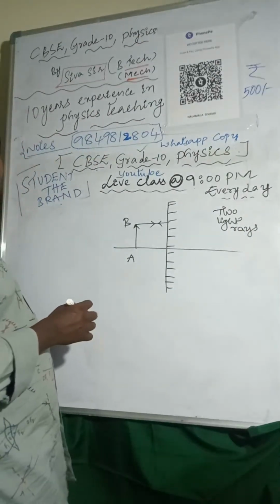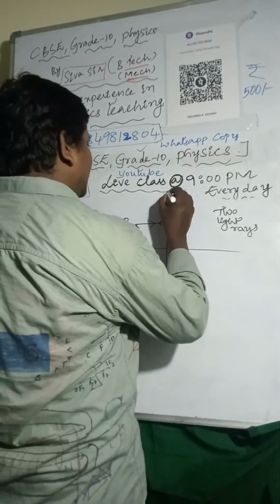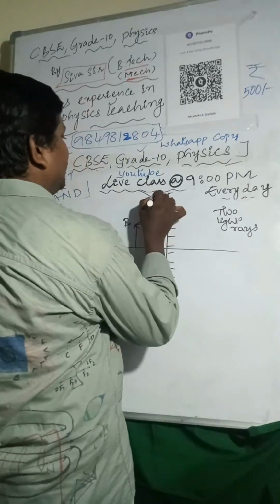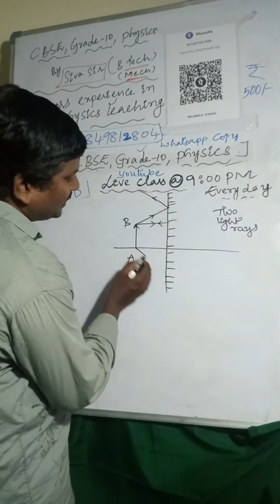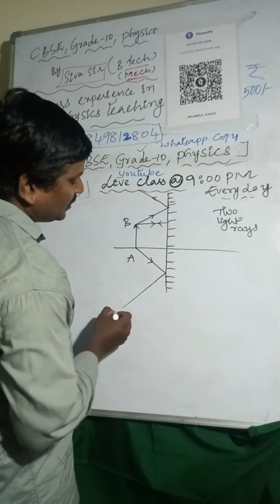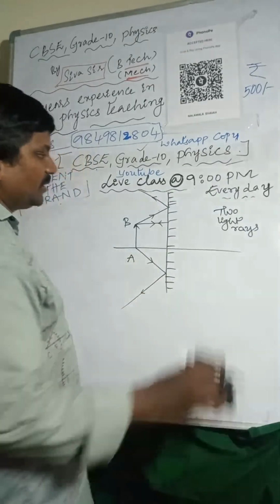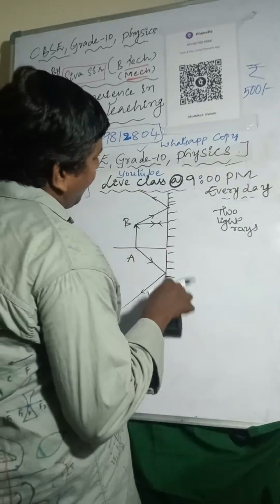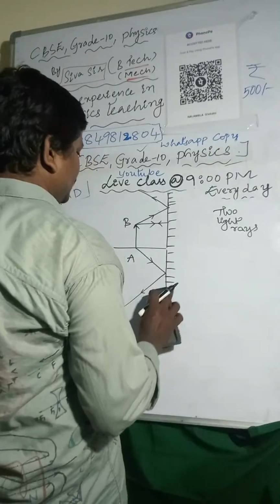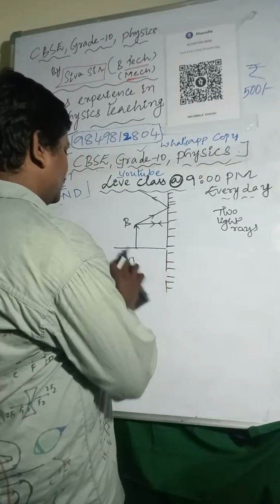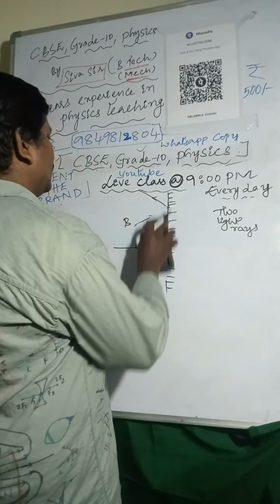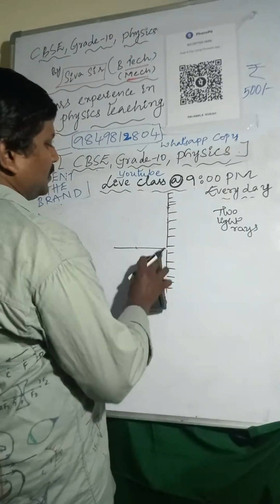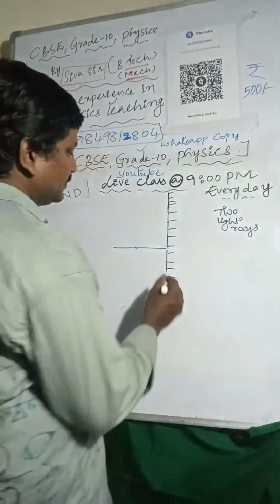So I am considering one light ray here. Another light ray I am taking like this. So it reflects back. And one more light ray I am considering like this. So it will reflect back. Okay. So now object and image, right? This is about plane mirror. Object and image I am explaining now.